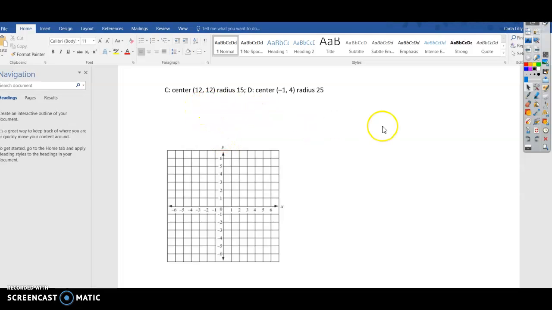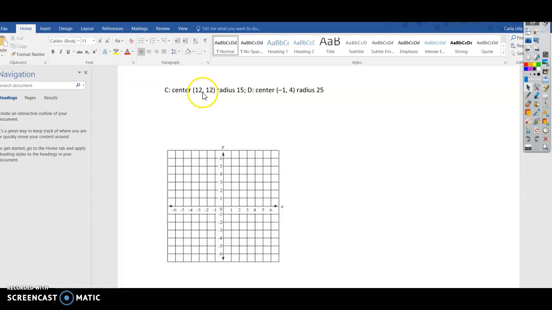Okay? So hopefully you've already looked at the notes that has the proof of why all circles are similar. But we're going to look at how to do this so that you can work through some of the problems on this assignment. All right, so if we have two circles, circle C and circle D, and the first circle, circle C, has a center at (12, 12) and a radius of 15, and circle D has a center at (-1, 4) and radius 25. How can we show that those are similar?